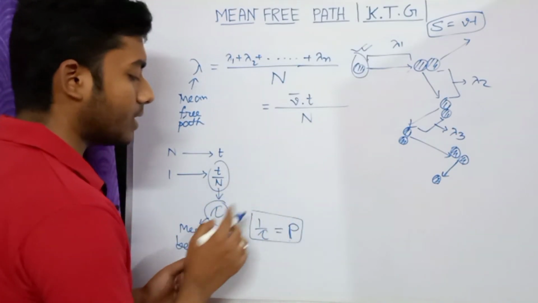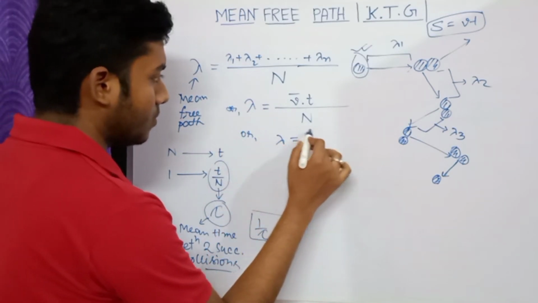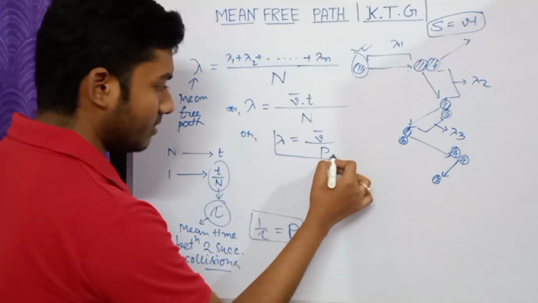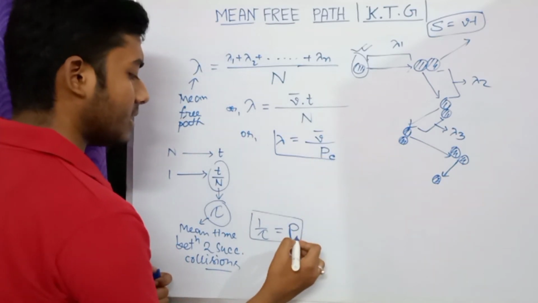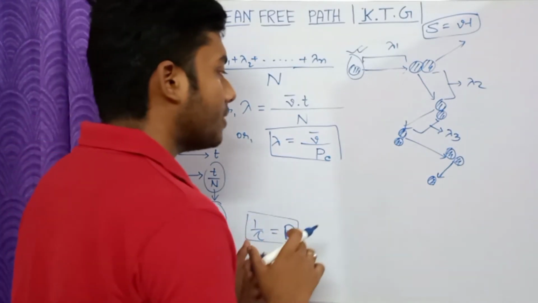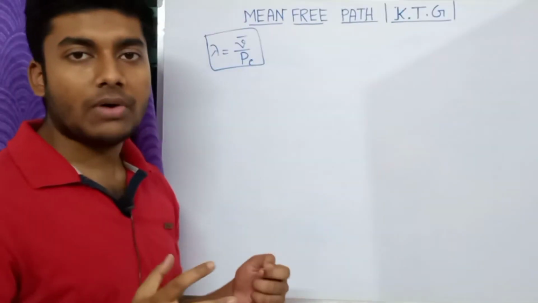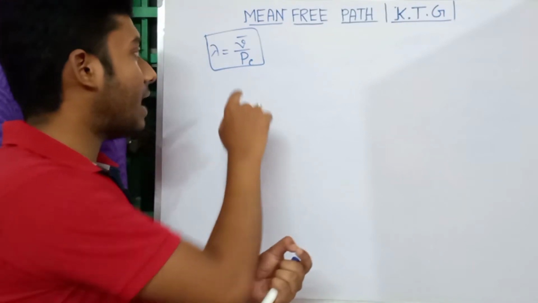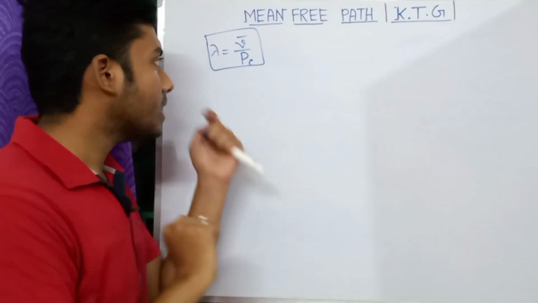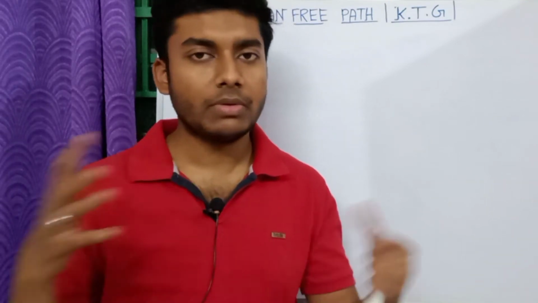In terms of collision frequency, we can write the mean free path like this: lambda equals V average divided by P_C, that is, the collision frequency, P suffix C. So this is the definition of mean free path. Now we will derive the expression for mean free path. Our motive is to find the value of P_C, and then we can derive the expression for lambda. Now how can we find P_C, that is, the number of collisions per unit time?